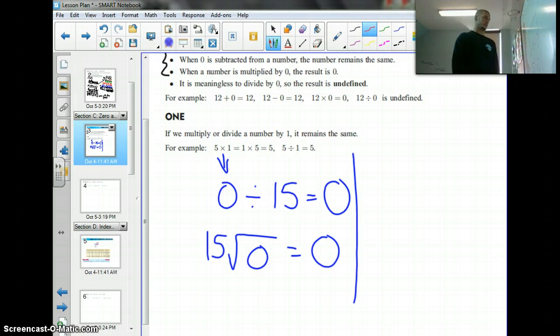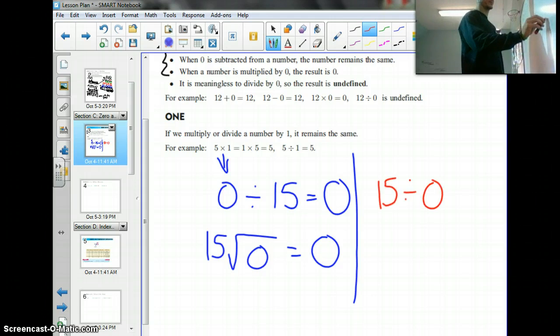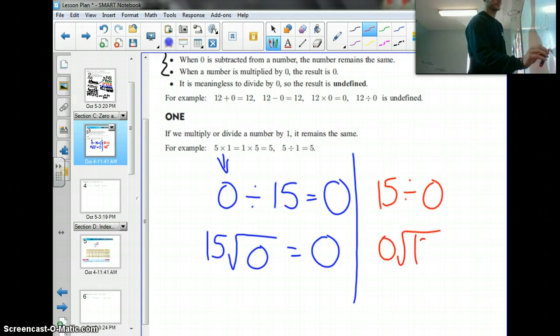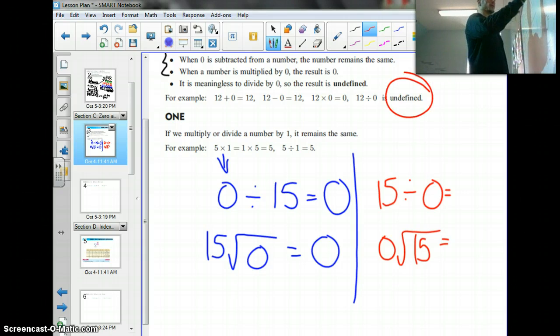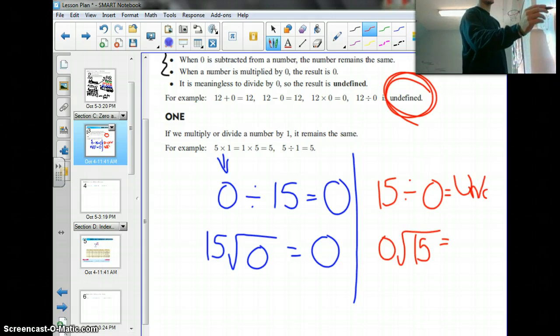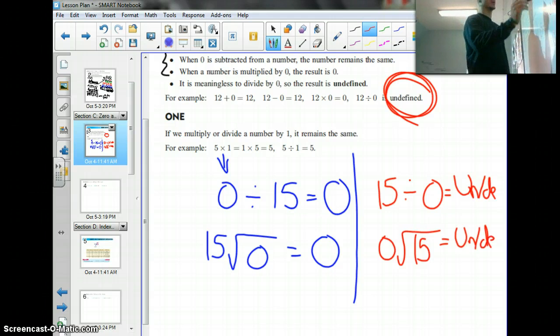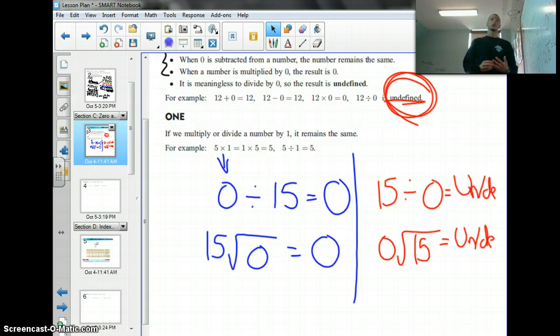However, if your number is on the right-hand side, or on the outside of the little hat, your solution is always going to be a word. And that word is right here: undefined. I'm just putting a little abbreviation, UNDE, but the word is undefined. It basically means that it's impossible. You can't do it. Okay?